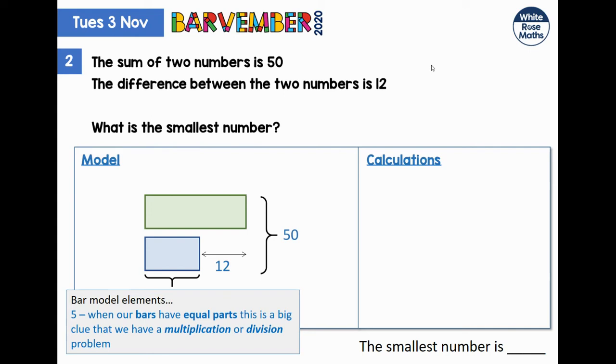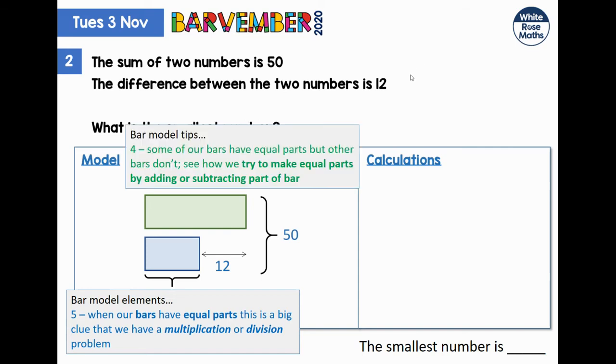Now, what we're often looking for in bar modelling questions is to have equal parts. And if we have equal parts, then we know that we're going to be able to do a multiplication or division piece of work. Now, we often find that we don't start with equal parts, but if we make an adjustment to our model, we can have equal parts. So just see what happens here.